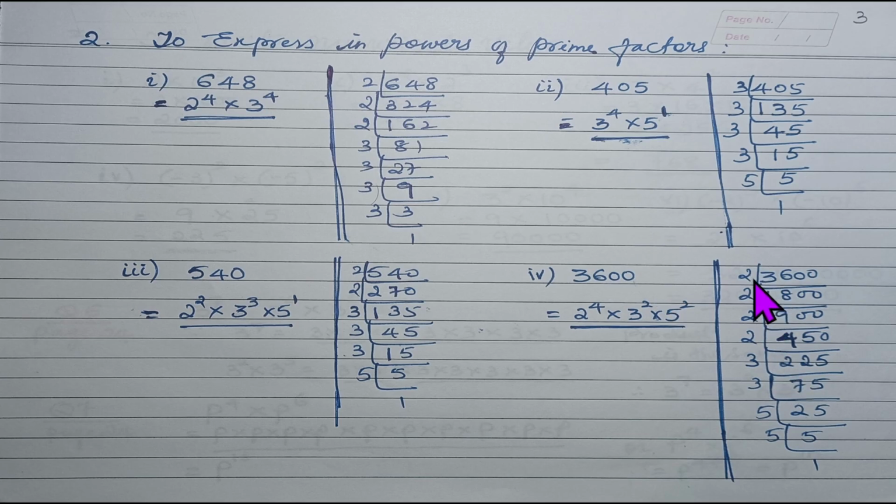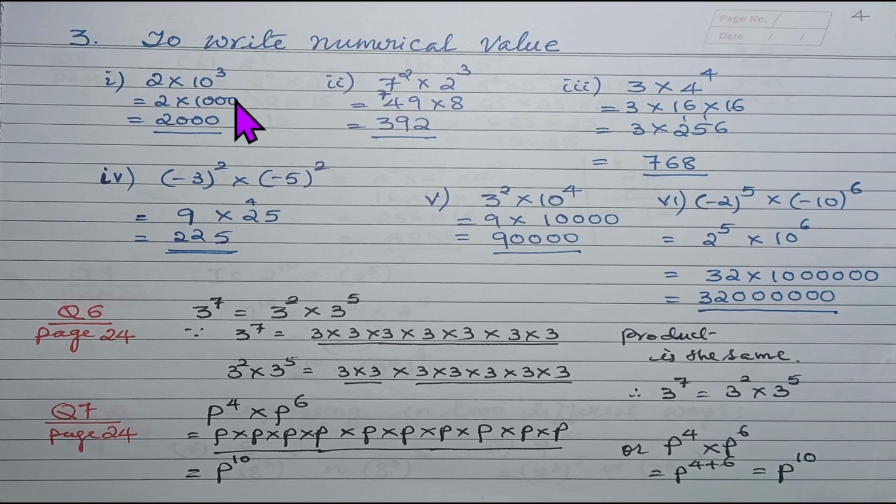For 3600, the prime factors are 4 2's, 2 3's, and 2 5's. Again I'll repeat, 4 2's, 2 3's and 2 5's, and therefore it will be 2 raised to 4 into 3 raised to 2 into 5 raised to 2, which is the exponential form of the prime factorization of the given number 3600.